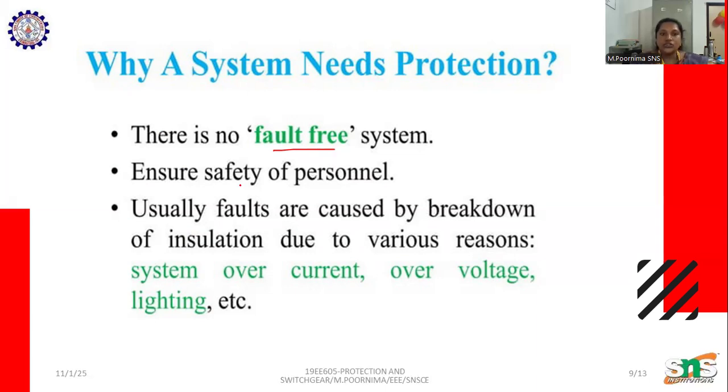Next is to ensure the safety of personnel. Safety is a must. Safety comes first. This is the first priority for every human, and even for the components, safety comes first. Usually faults are caused by breakdown of insulation due to various reasons, such as overcurrent, overvoltage, and lightning, etc. For these purposes, the system needs to be protected. That is why protection is needed.